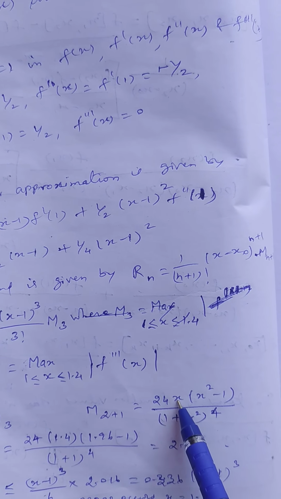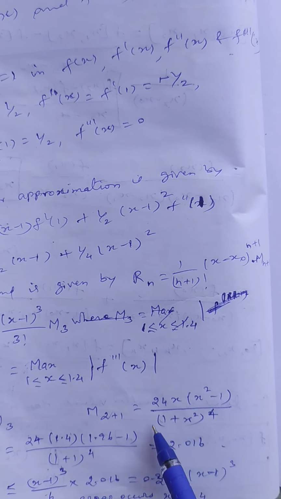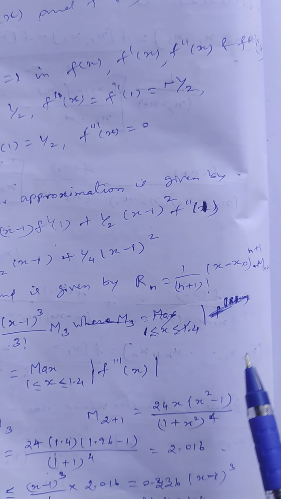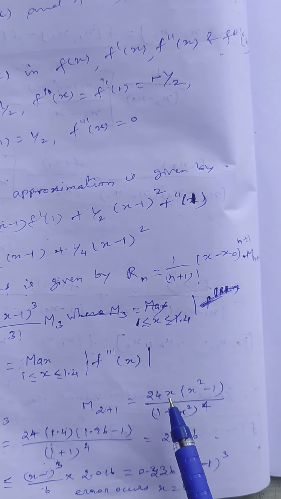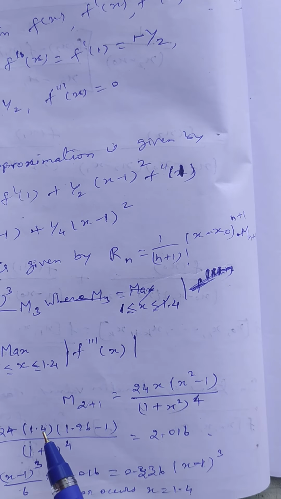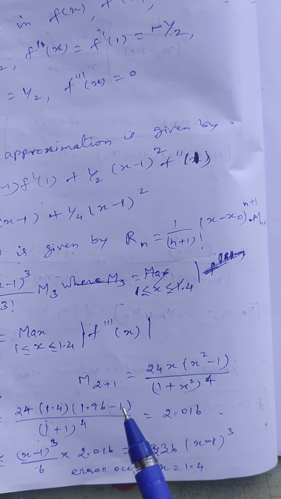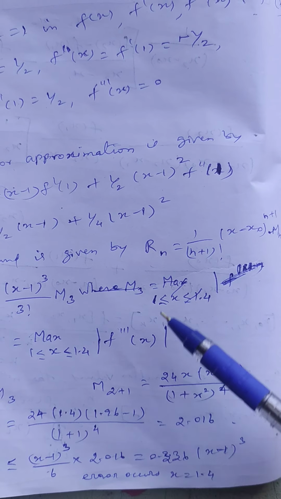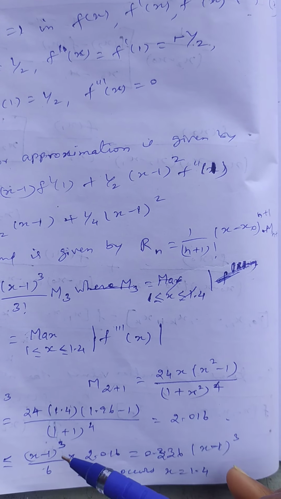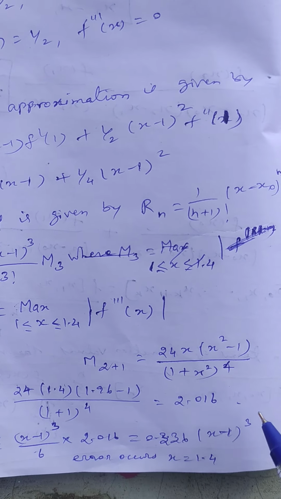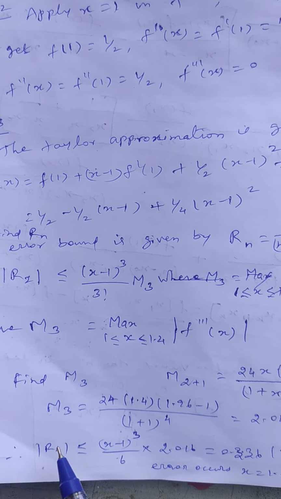In the numerator position the x value is 1.4. In the denominator, the lower bound of the interval is 1, so we apply 1 in the denominator value. Then we get 24 into 1.4 into (1.4 squared minus 1). So the answer is 24 into 1.4 into (1.96 minus 1). The denominator is (1 plus 1) squared, whole power 4, which is 16. Dividing, we get 2.016.